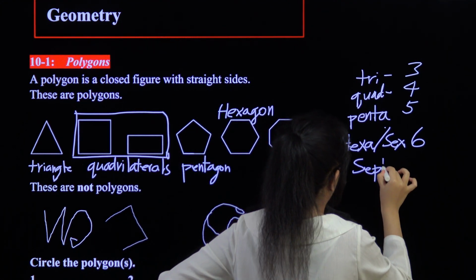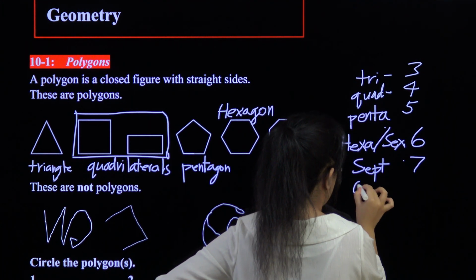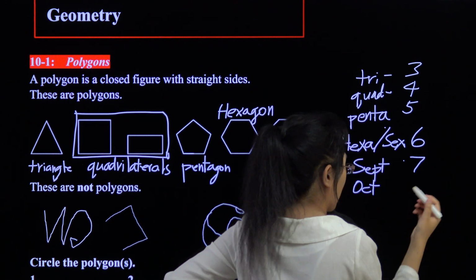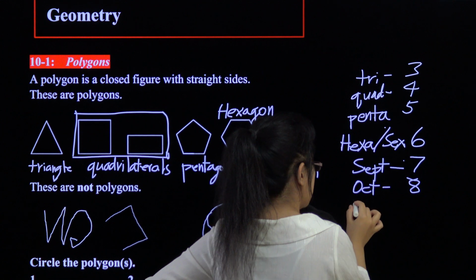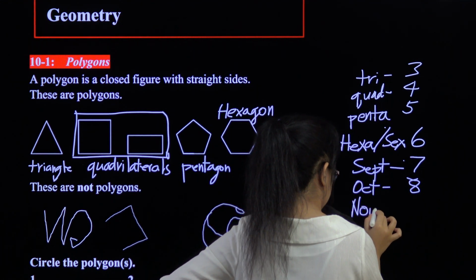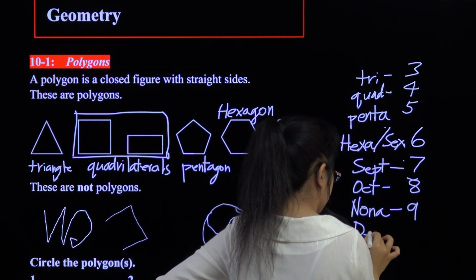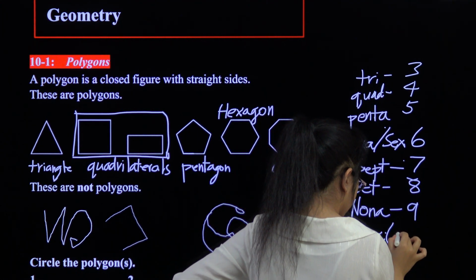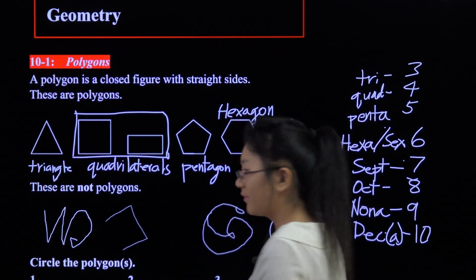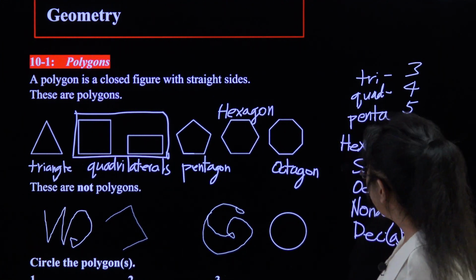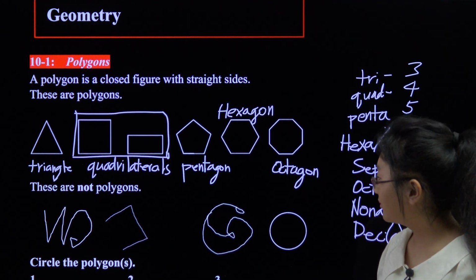Sept for 7, octo or octa for 8, usually in math it's A though. Nonagon for 9, and then deca or dec, decagon for 10. Eventually you're going to have to remember this for chemistry sometime in high school.